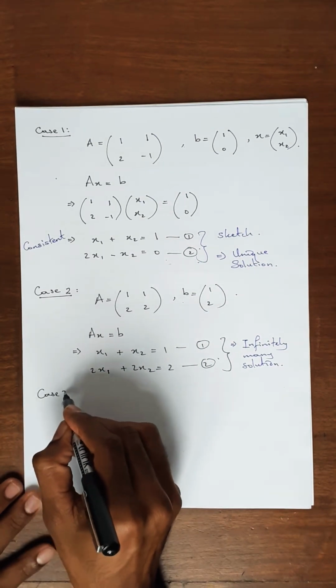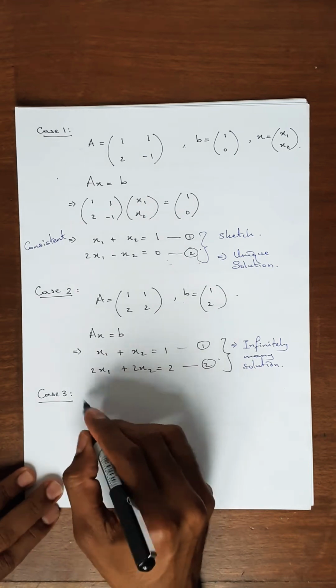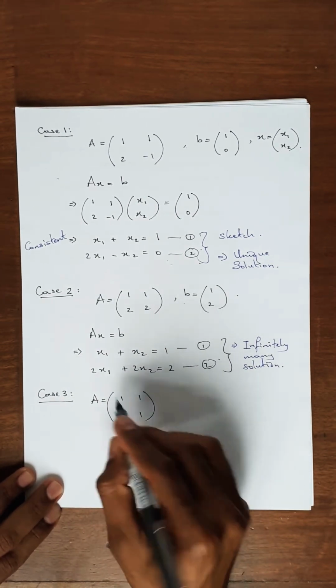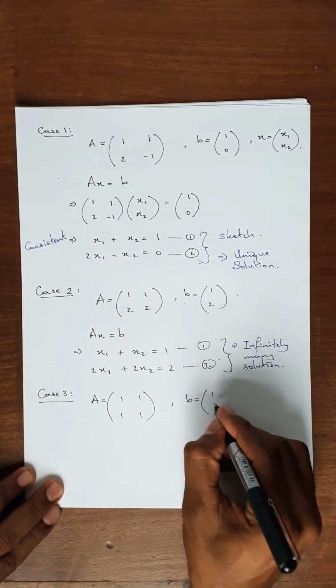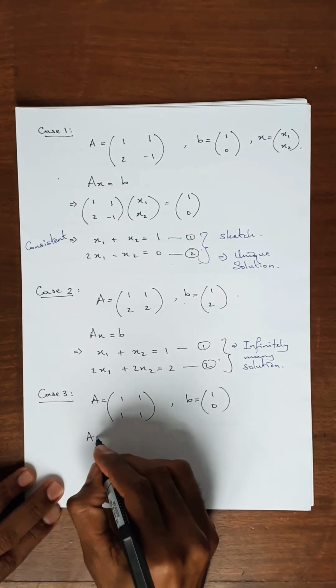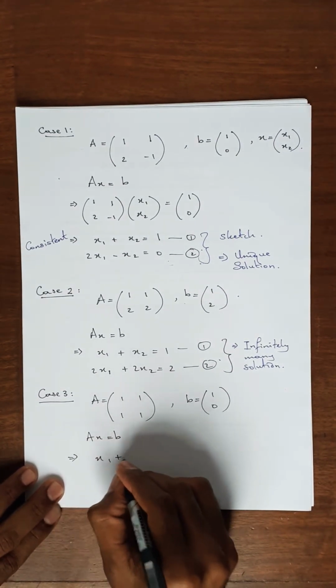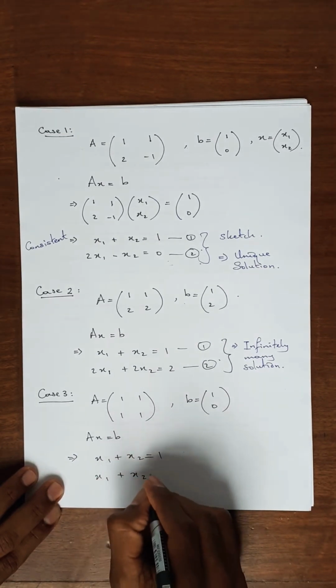Last case. So you figure out that this is about having no solution at all. So let's say I'm just going to use a matrix: 1, 1, 1, 1, and then the B is 1, 0. Okay. So again, having this written in algebraic form, you're going to have x1 plus x2 equal to 1, x1 plus x2 equal to 0.